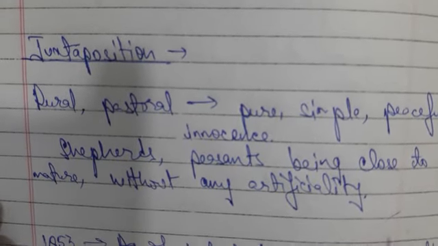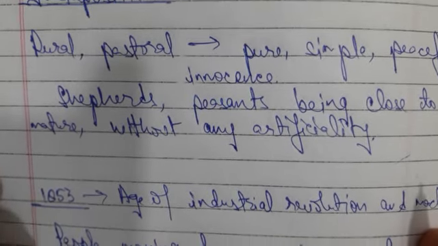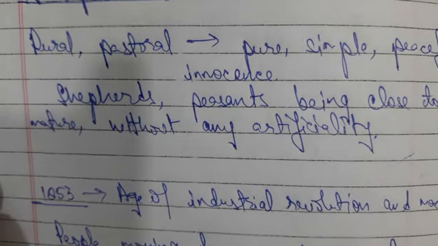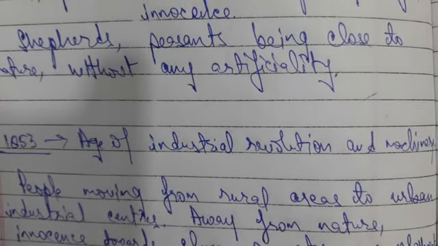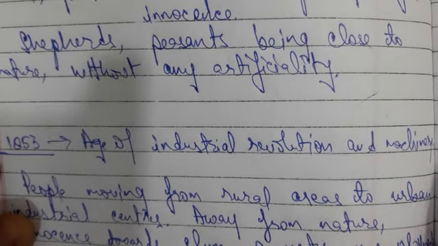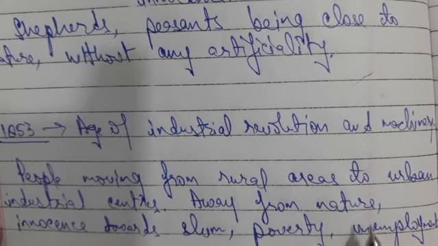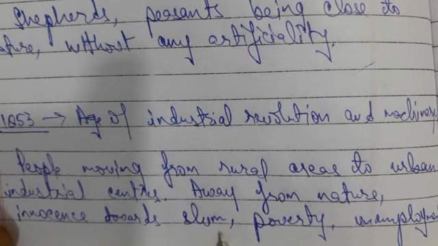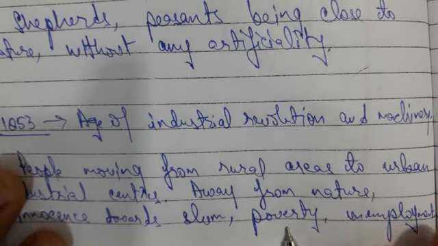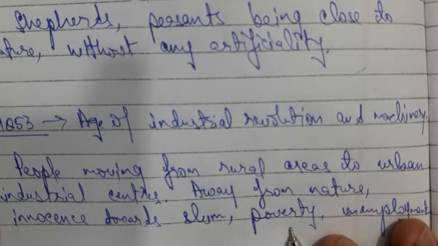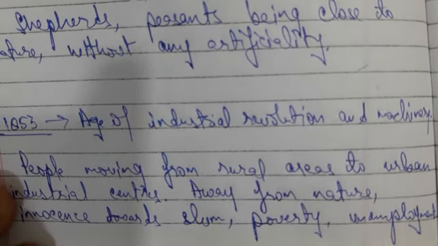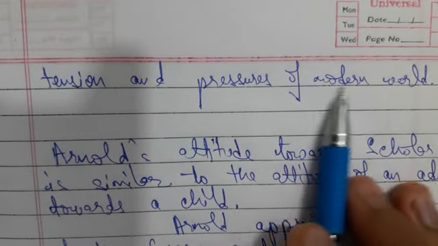This has been contrasted in the later stanzas by 1853, the age of industrial revolution and machinery. People are moving from the rural area to the industrial centers, away from nature, away from innocence, towards slum. So in the city life, there is poverty, there is slum, the water is unclean, the air is unclean. There are even characters who are out there to loot the poor people. So even the character is not pure. They are beggars, they are prostitutes, they are the rich who are exploiting the poor. There is unemployment, tension and the pressure of the modern world.